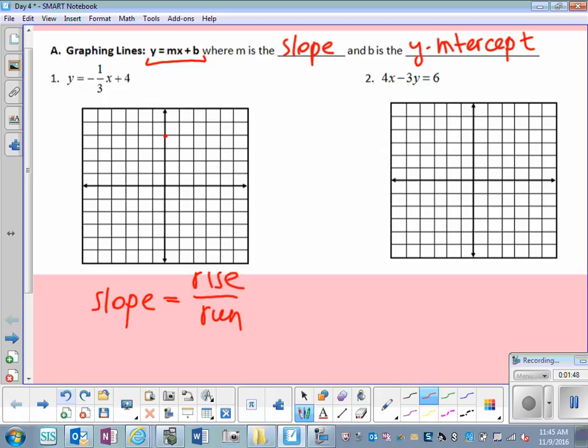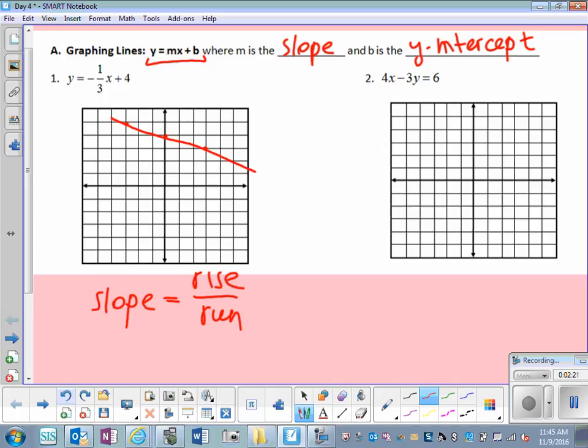And the run is always from left to right. So negative 1 over 3 is the slope. Negative slope tells me that I need to go 1 down for every 3 units to the right. If I start at this y-intercept, the point that I get is 3, 3. And then I just connect these points to get the line. Any questions about this? Did I do something wrong? No. Yes, Hannah. All good?